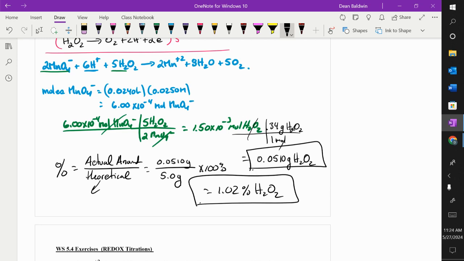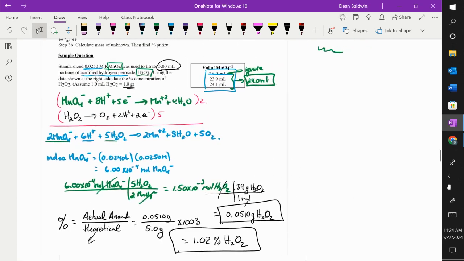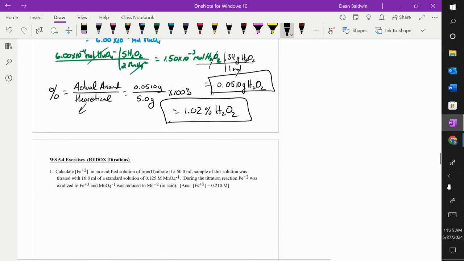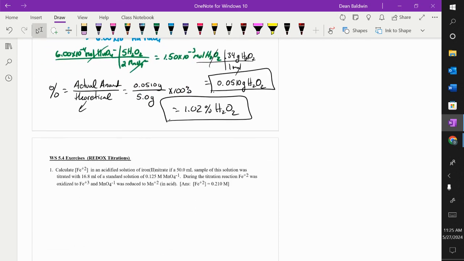That's it. Everything else is the same. The only real difference is calculating this first equation, which is what we use the activity series to do, and then balancing it out so the electrons disappear, and then it's a regular titration question. Use the mole bridge, figure out the mass, answer whatever they're asking you to find. All right, finish exercises 5-4, and I'll see you soon. All right, bye-bye.